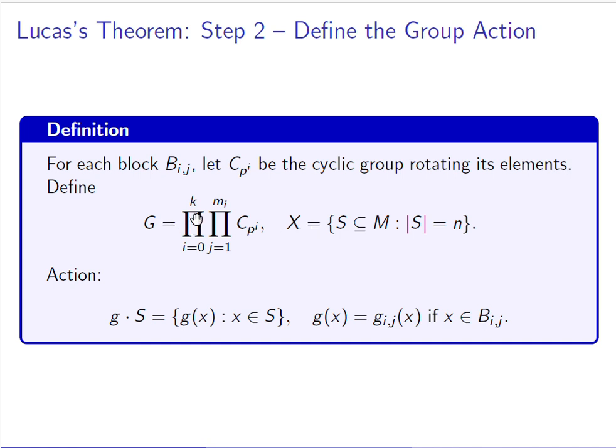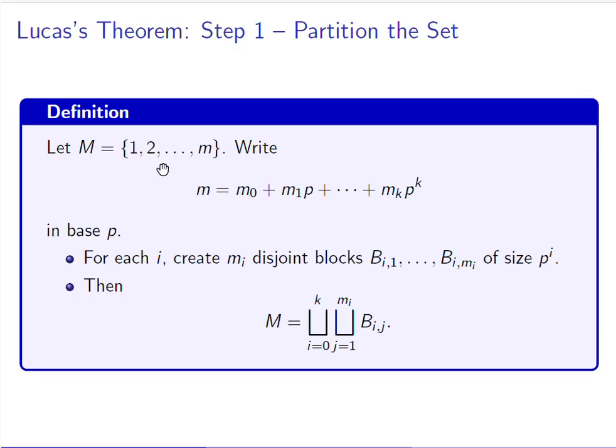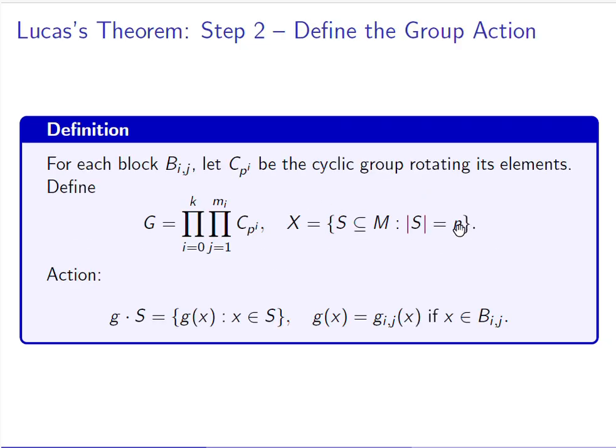Okay, so that's going to be our group G, which is just a direct product of cyclic groups, and we have a set X. X is going to be the set of subsets of M. So remember, M is 1 to m. We take subsets of size n. That's going to be our X, and G is going to act on X. So how is this action defined? Well, G is an element here, so how does it act on X?